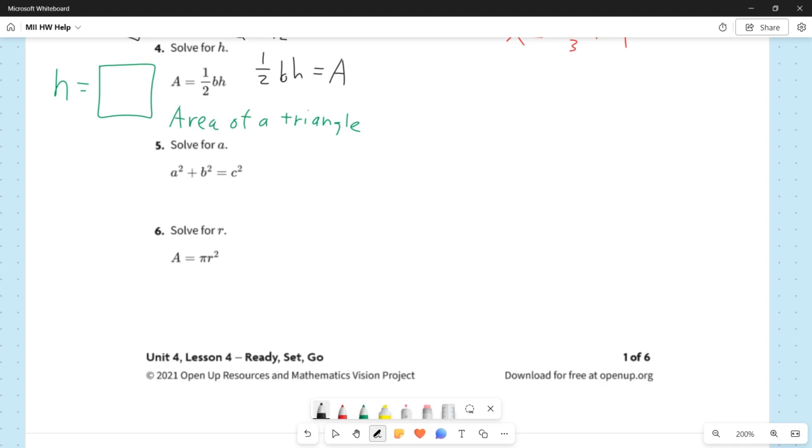So in order to get h by itself, we could treat the 1/2 b as one thing, and then deal with it in one step, but I wouldn't recommend it. I think it's going to be easier if we deal with the 1/2 and the b individually. So in order to get rid of the 1/2, well, technically we have 1/2 times b times h, which means if we wanted to get rid of the 1/2, we could divide by 1/2, right?